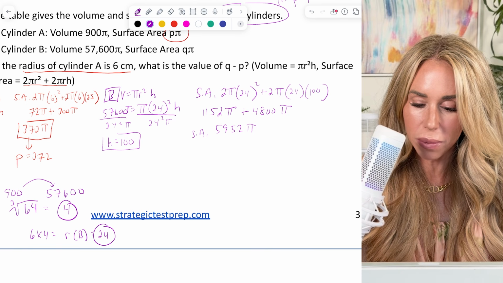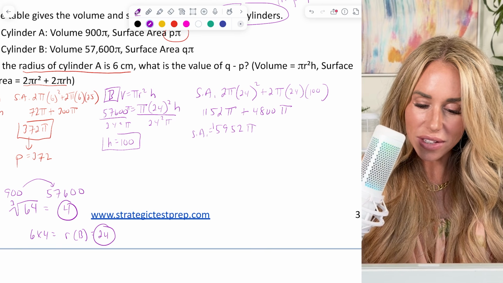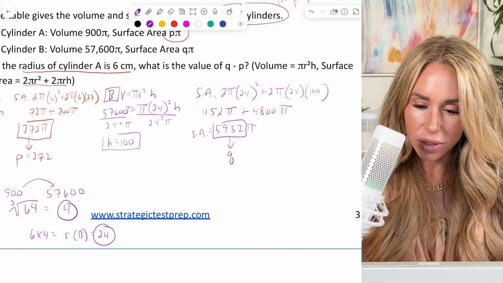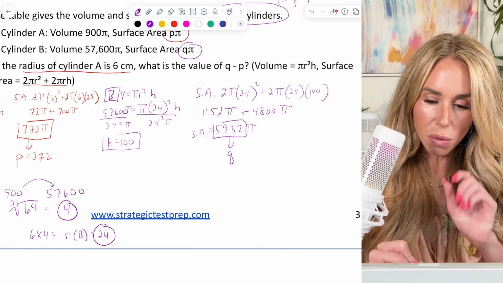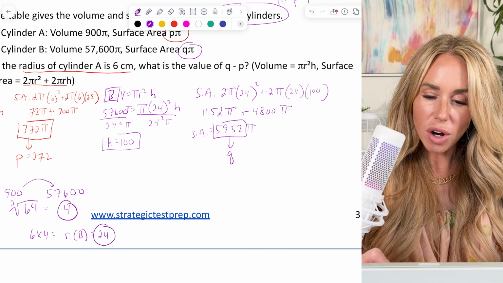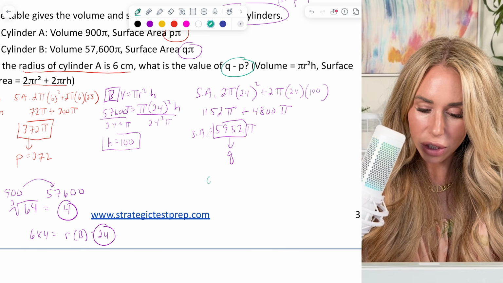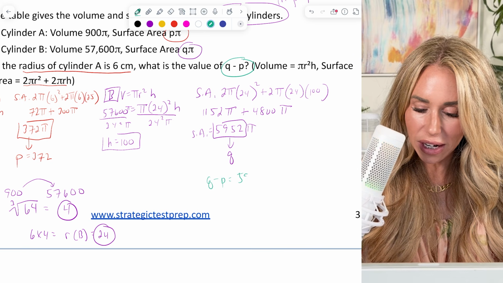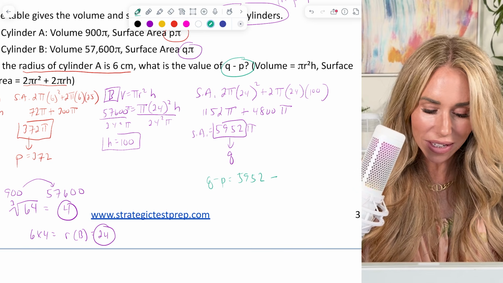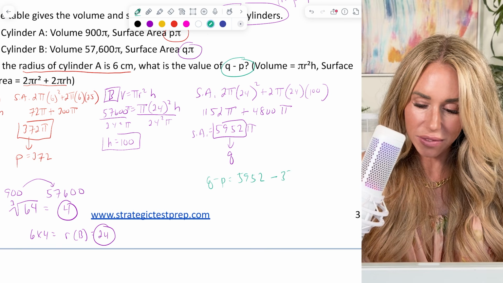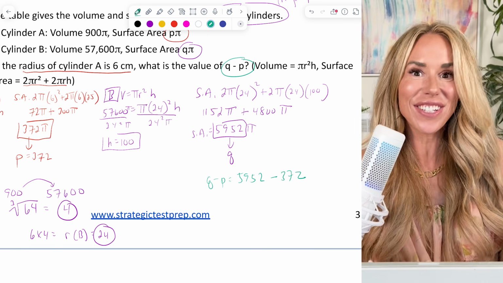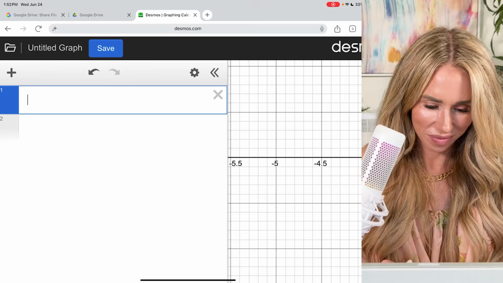5952 pi is the surface area of B. So that means this is Q, because the surface area is q pi. They wanted to know what's q minus p. So we're going to have q minus p is 5952 minus 372. Almost there. Do you see how this is a grind?